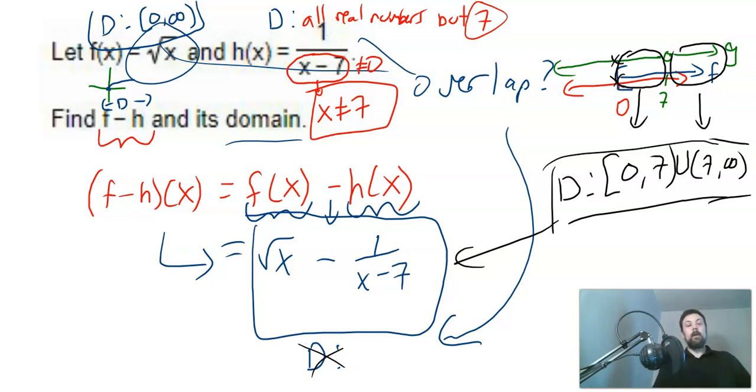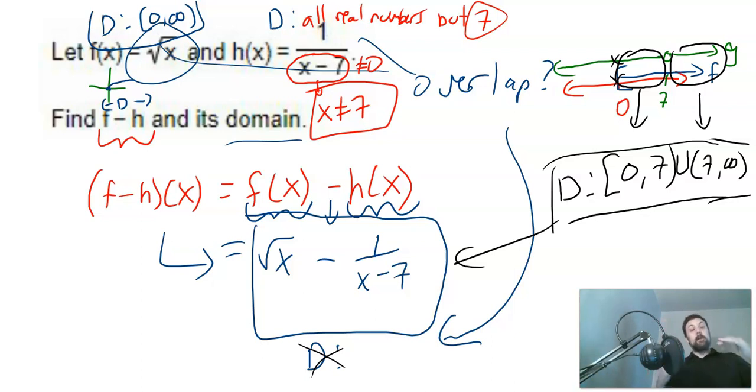Okay. So that's how you find the domain of these new functions you're creating. You go back to the original functions where they're simpler, find the domains of those individual functions first, and then look for where they overlap each other. Wherever they overlap, that's the domain of your new function.